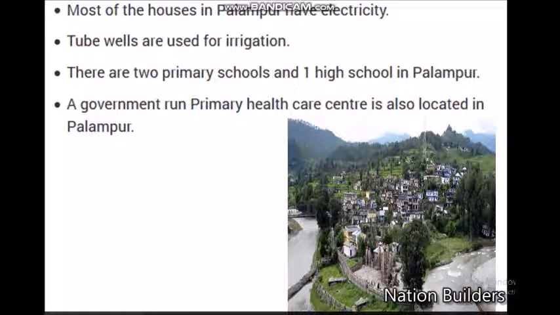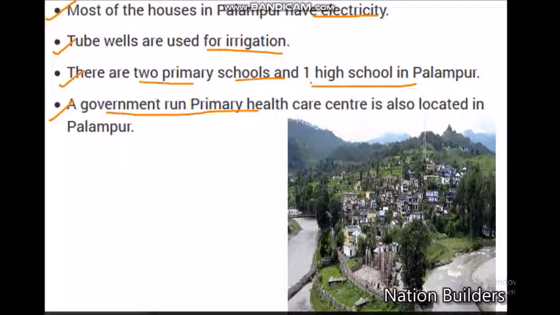Now let us see which amenities are available in Palampur. What are the facilities? Most of the houses in Palampur have electricity. Two wells are used for irrigation, so irrigation facilities are also here. There are two primary schools and one high school in Palampur. Along with that, a government-run primary health care center is located in Palampur. So all the facilities needed for a better life are available here: electricity, irrigation, schools and a healthcare center.